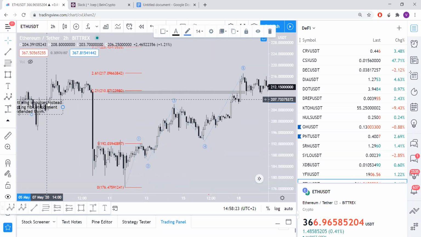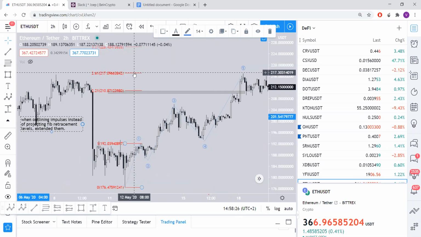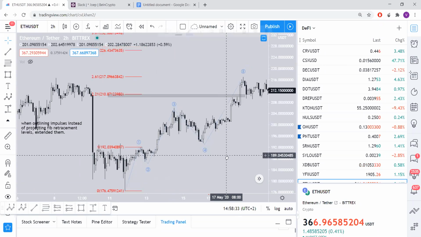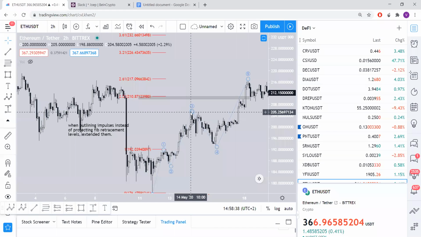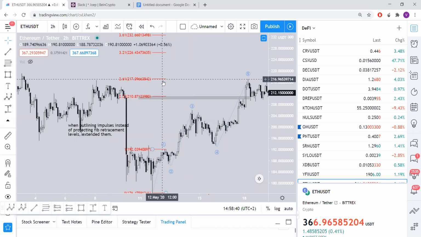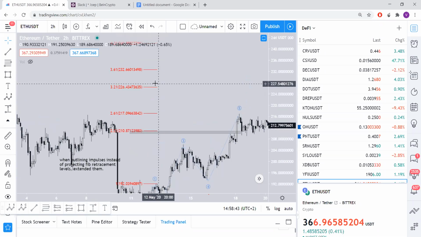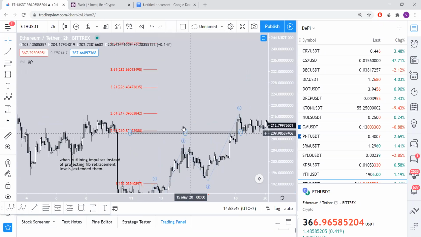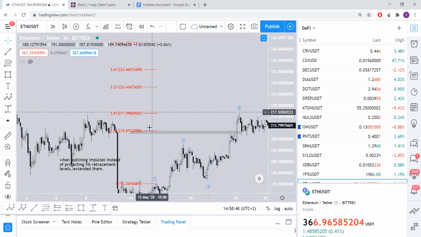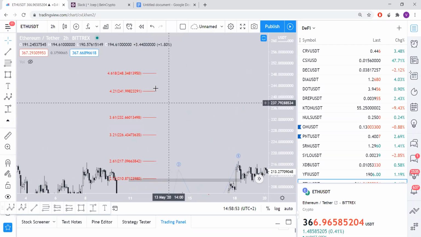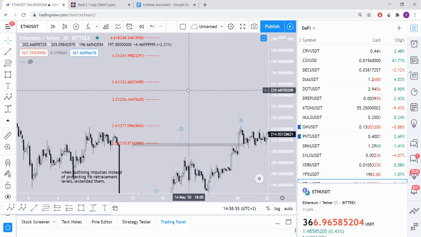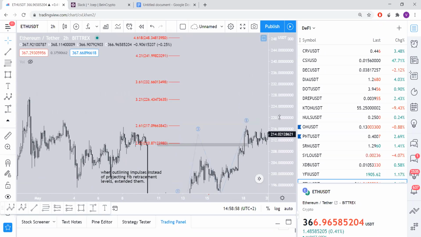So you draw a fib here, and then the 2.21 to 2.61 area is often the target for wave 5. If wave 3 extends, which it did not in this case, then wave 3 can end here, and then wave 5 can end at 3.61. If wave 3 extends a lot and goes all the way up to here, then wave 5 can go 4.21, 4.61. So basically it's these three levels.